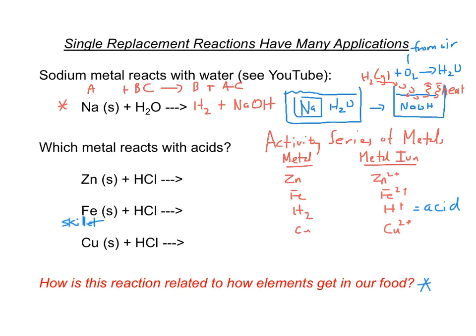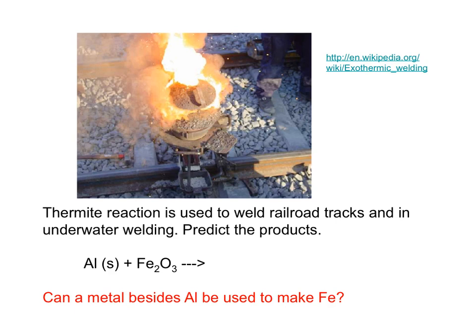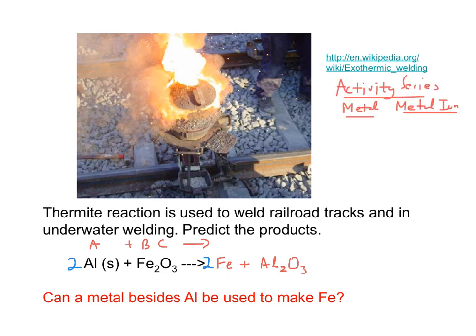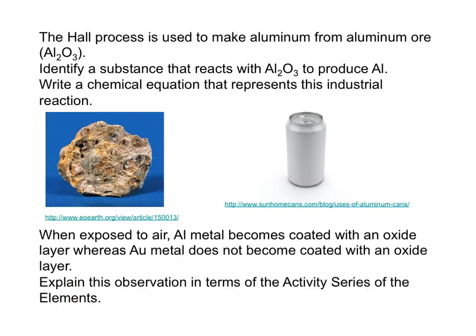So your iron skillet is a good source of iron if you cook your acidic tomato-based spaghetti sauce in that iron skillet. The thermite reaction releases a lot of heat and is used to weld railroad tracks and in underwater welding. Stop the video and predict the products of this reaction. And the answer is, the activity series shows that aluminum is more active than iron. So this reaction will work if you use a metal more active than iron.